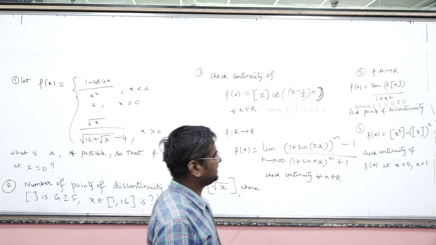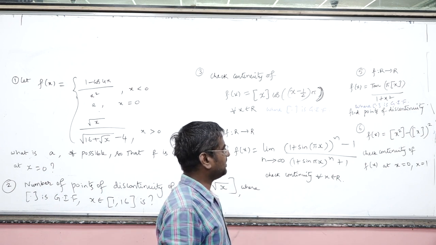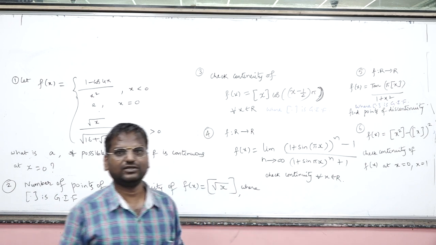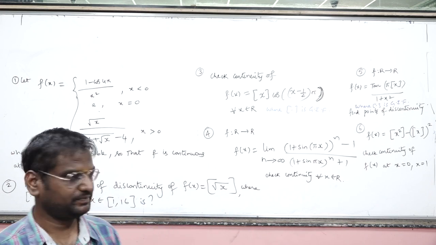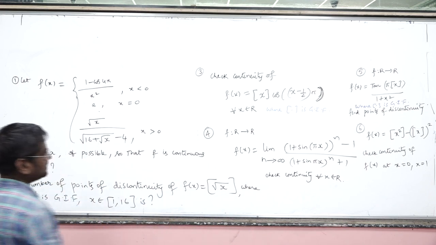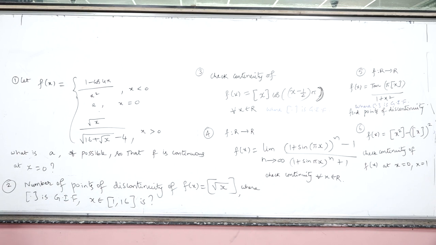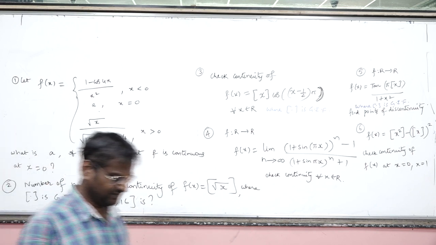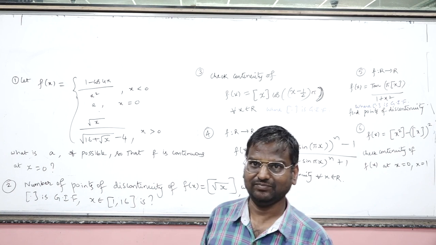Sixth one: f of x is step x square minus (step x) whole square. Check continuity at x equal to 0 and x equal to 1. Okay, so take the screenshot and work out these problems. 6 into 5, maximum half an hour you have to complete.